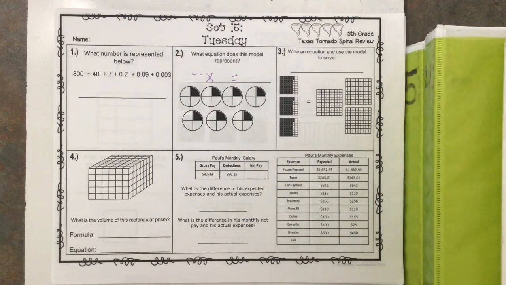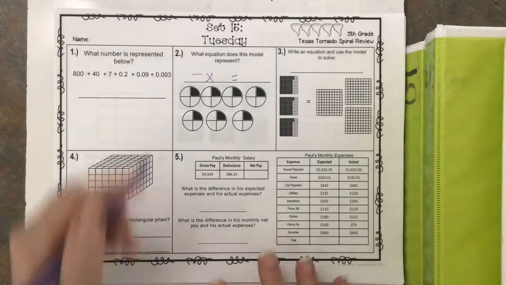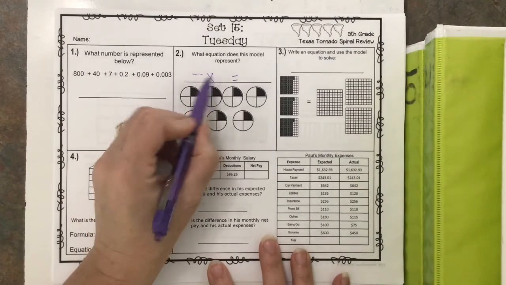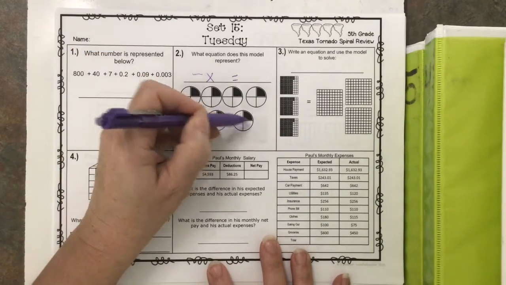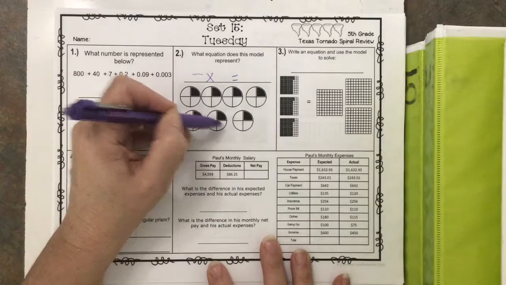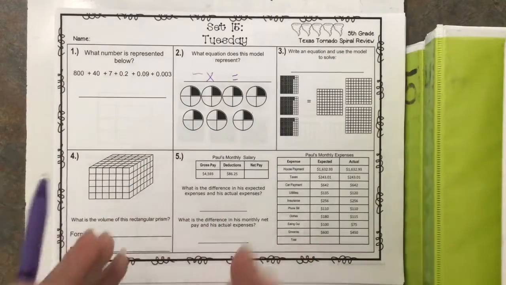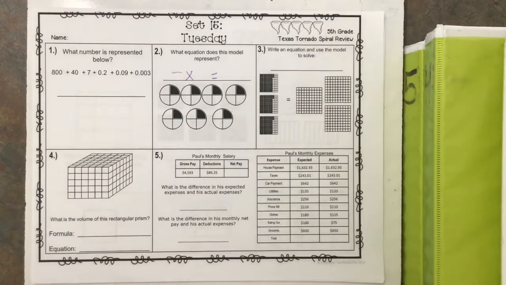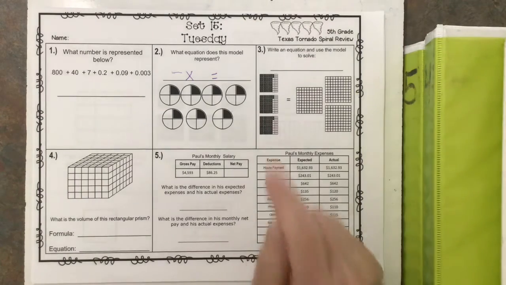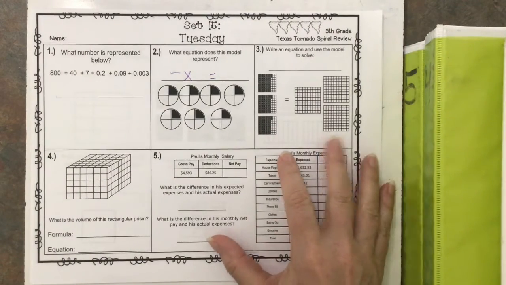You can either use your skills of multiplying fractions, where you multiply straight across, or you can shift all of these pieces around, cross it out and color it, cross it out and color it, and move all the pieces around to see what your final product is. Number 3, write an equation to use the model and use the model to solve.